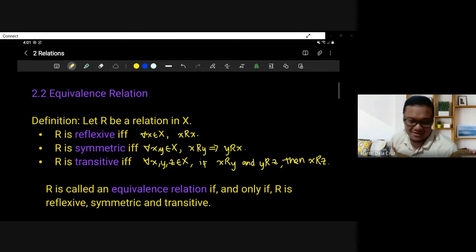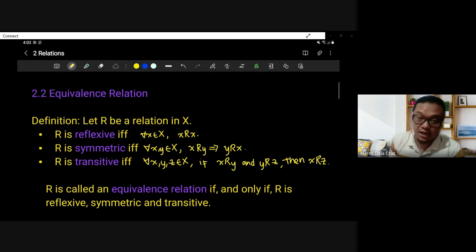For the next set of discussion, we're going to talk about equivalence relations. How do we define an equivalence relation? And how do we determine when a relation is an equivalence relation? And then we'll show some examples after that. To define it, an equivalence relation is a relation that satisfies the following properties. It's reflexive, it's symmetric, and it's transitive.